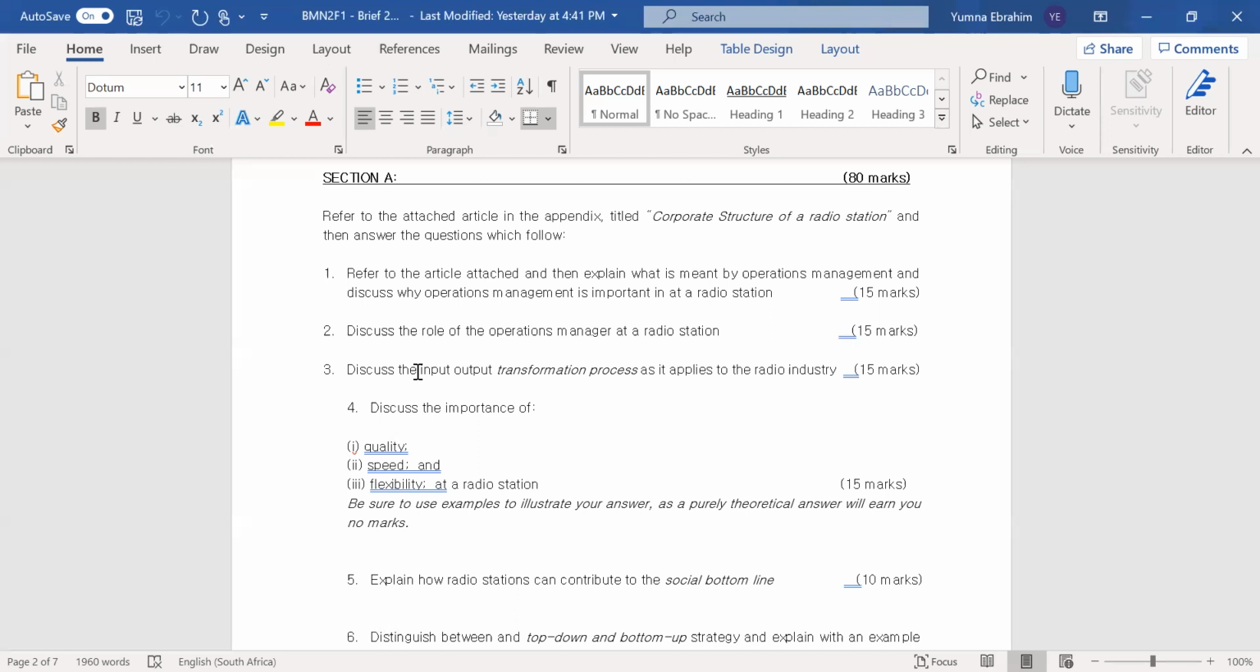So figure 1.4 talks about the transformation process. In a nutshell, the transformation process is when you have certain inputs and then transformation happens and you have outputs.